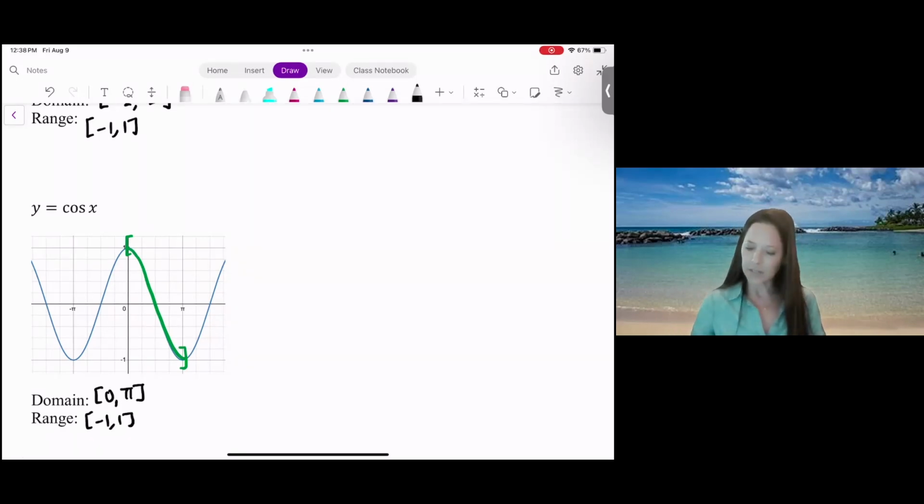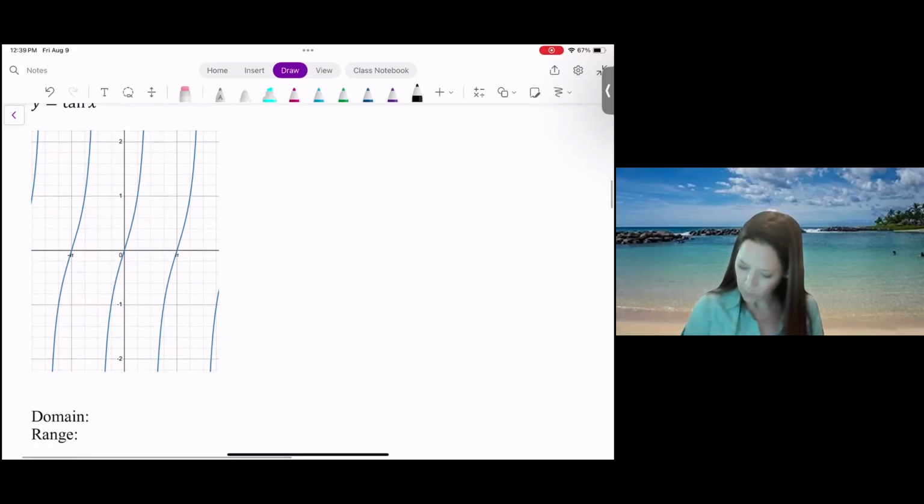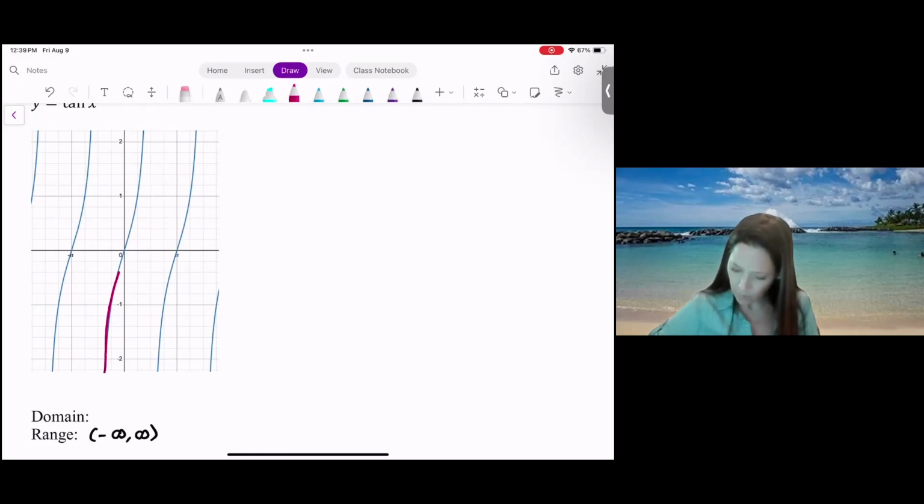Let's look at tangent. Tangent's a little bit different. Tangent takes on all y values. It goes from -infinity all the way up to +infinity. So my range here is going to be from -infinity to +infinity using parentheses because remember, infinity is a number getting larger and larger without bound. It's not an actual value. But the domain I'm going to restrict, I'm going to go from down low all the way up.